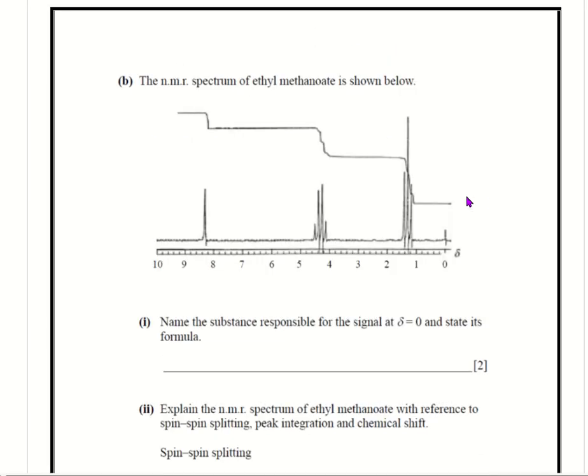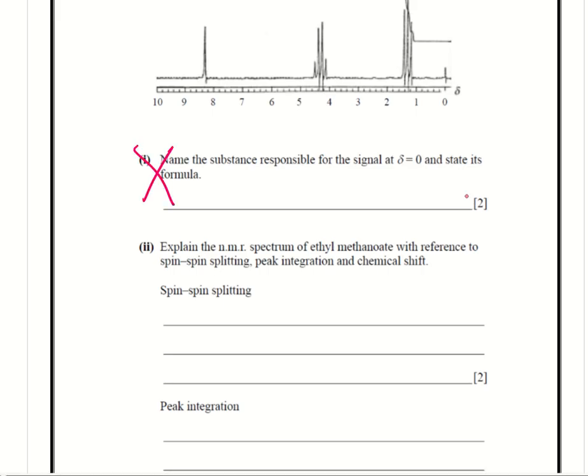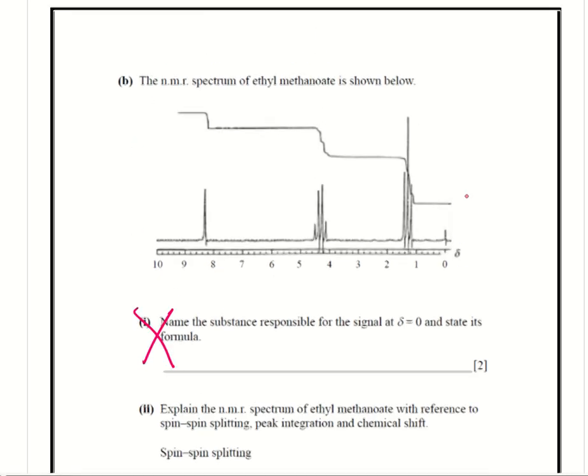Okay, so I'm going to leave out A. We've had A and B part I, I'm going to leave that out. We've had that several times already. Okay, we've got this time ethyl methanoate, so I'll just draw it out here. Okay, so explain the NMR spectrum of methylphenol.